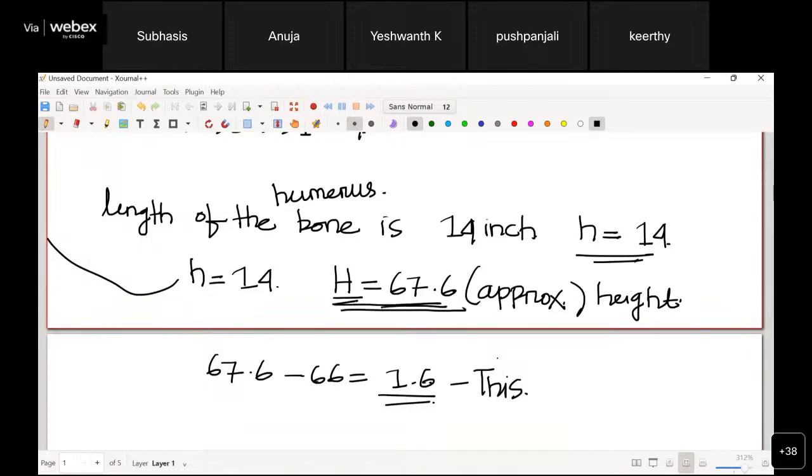Correct? This is approximate, right? But in the question it is given that the actual height is 66 inches. So the error will be the difference, right? They asked that if the male height is 66 inches, then what is the error in that? Yeah, that is what I have calculated. Is it clear, or do you still have confusion?